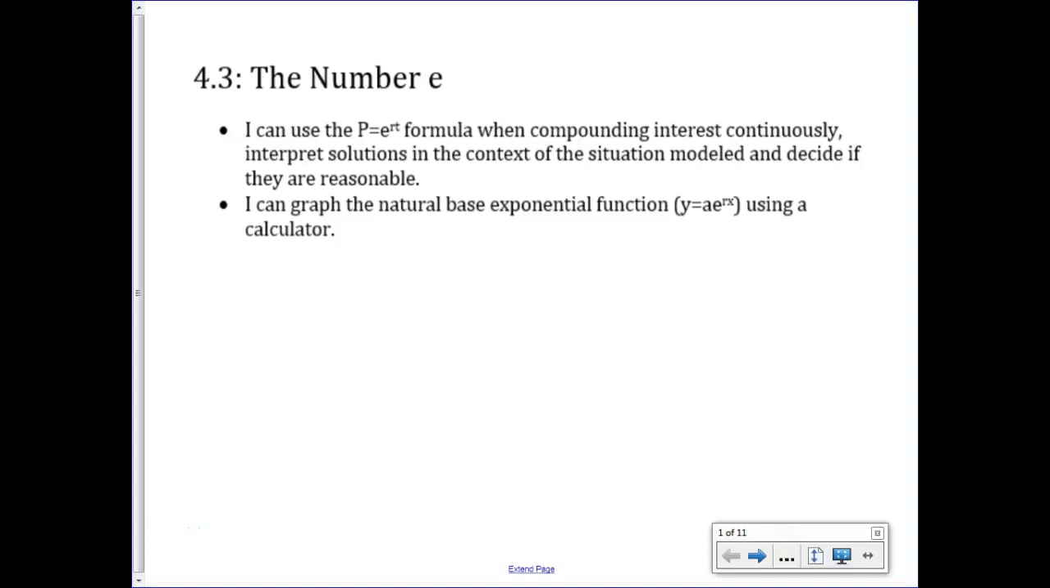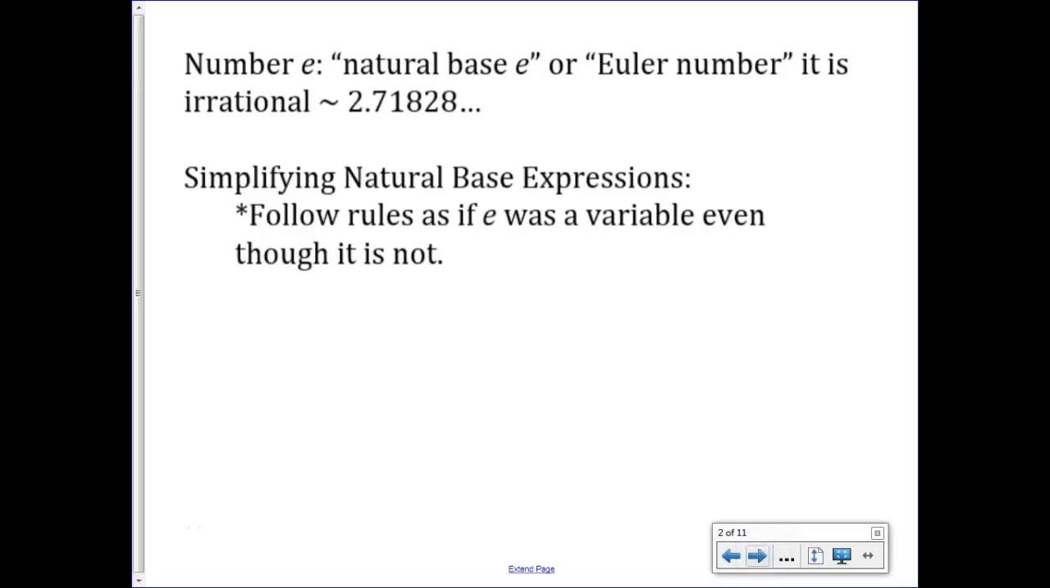Alright, today we are going to take a look at the number e. So the number e is what's known as the natural base e, or the Euler number. And it's an irrational number about 2.71828, so irrational, it's going to go on forever. Simplifying natural base expressions tells us that we follow the rules as if e was a variable, even though it's not. So we'll get into some of those in just a second.